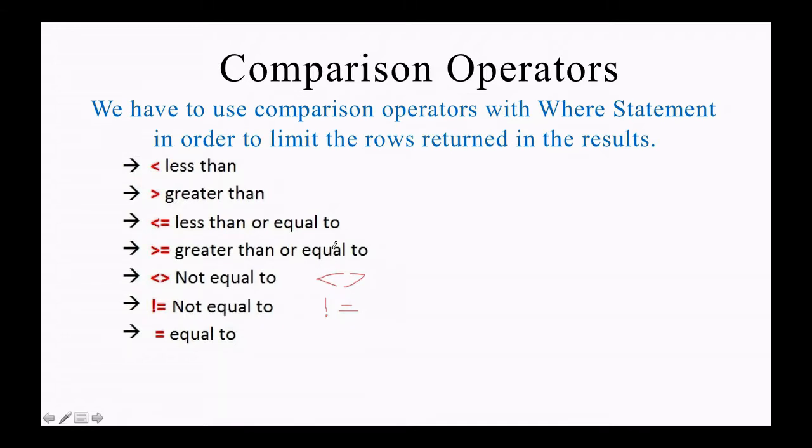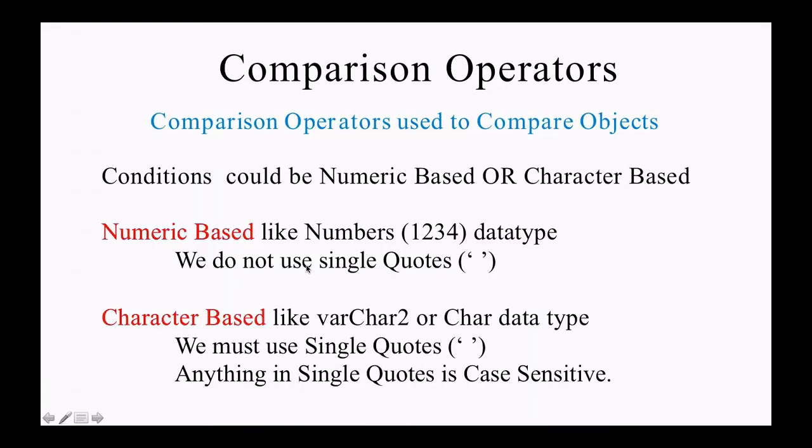We're going to take some examples of this, and based on different conditions, we're going to apply this. But there are some other syntax rules which we need to be cautious of. One is that with numeric values, like numbers, we do not use quotes. But whenever you're doing comparison operators against character-based data, you need to put the data in single quotes.